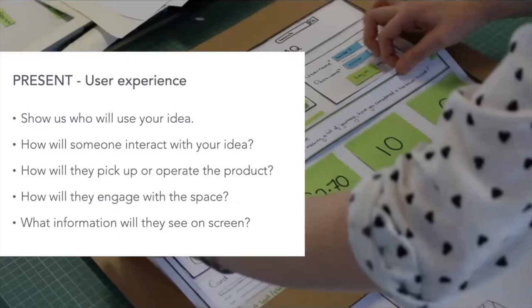If it's a user experience, show us who's going to use your idea. How will someone interact with it? Is it something that is a smart mirror that as they walk past, it will come to life? Do they touch a button? Can you show us this? Can you take photos of someone doing that? How will they pick up or operate it? Will they engage with the space? What information will they see? Show us these things and figure out ways to do it. Sometimes you take a photograph and you Photoshop in or actually draw on the information you want to see on screen. Other times you actually just draw the screens like you can see in the background here.